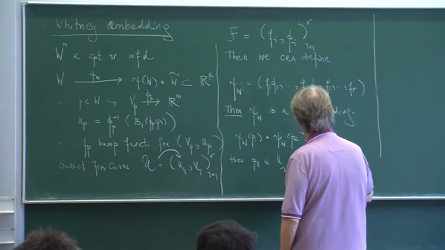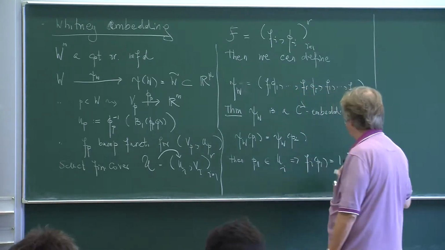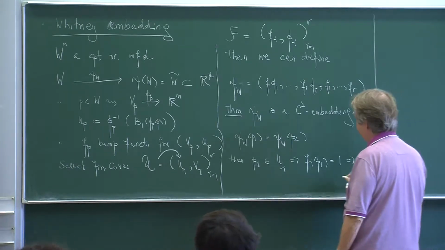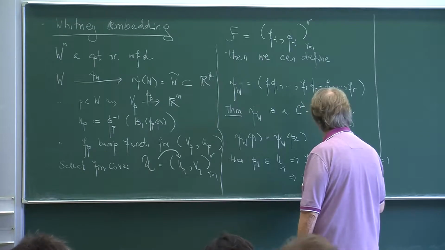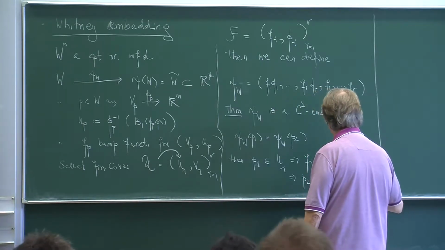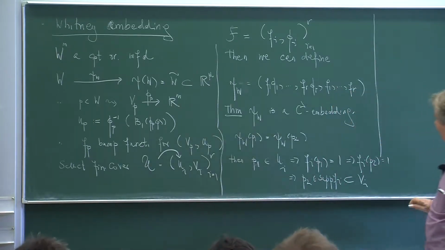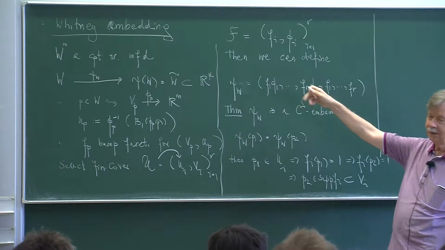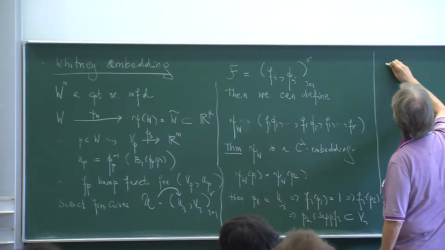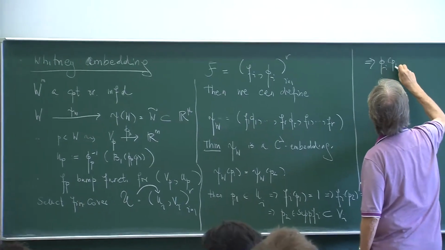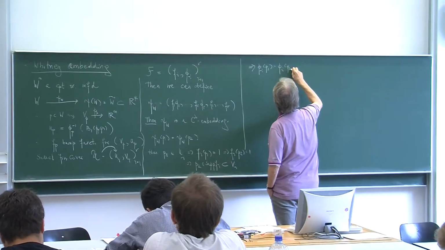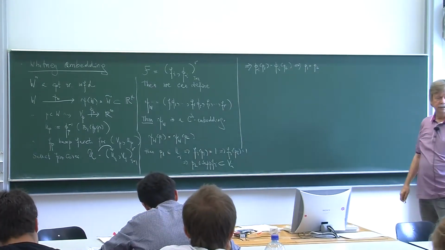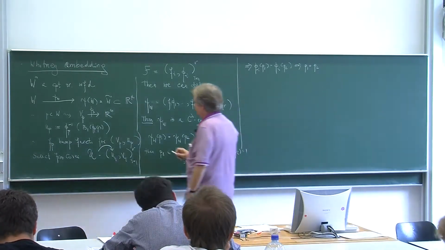That implies that f_i of p_1 is equal to 1. And this implies that f_i of p_2 is equal to 1, which implies p_2 is in the support of f_i, and this is contained in V_i. Well, then in front of the phi_i, the f drops because it is equal to 1, and so we get that phi_i of p_1 equals phi_i of p_2, and then because these are homeomorphisms, we have p_1 equal to p_2. Very simple. So this is injectivity.